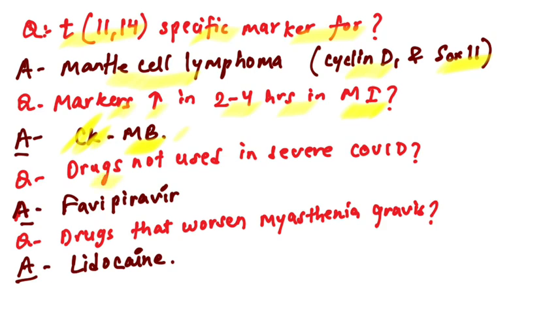Now drugs not used in severe COVID. So favipiravir is not used in severe COVID. Many of you have marked dexamethasone, but that is not the answer. It is used. Favipiravir is not used. Now drugs that worsen myasthenia gravis. So lidocaine is the drug that worsens myasthenia gravis, and this is the answer.